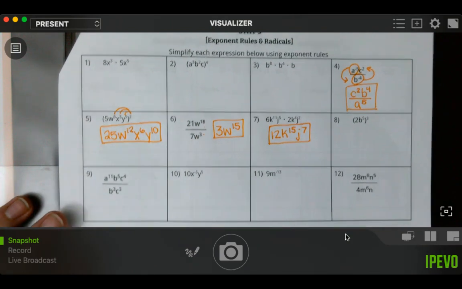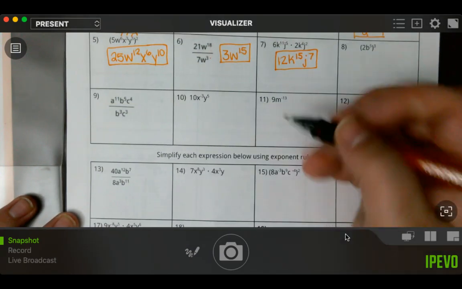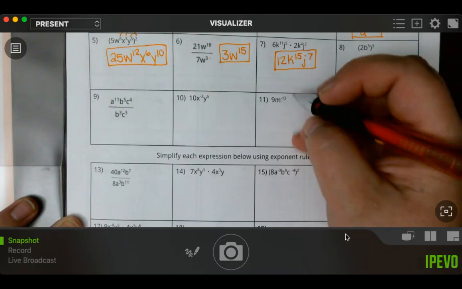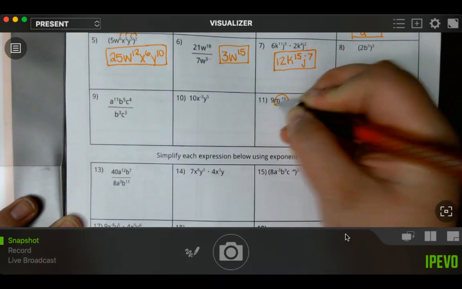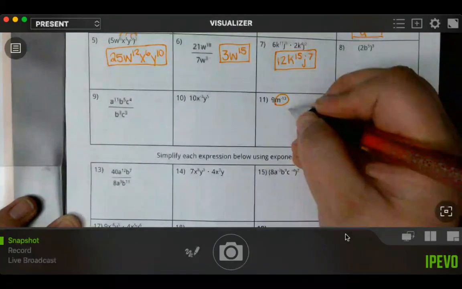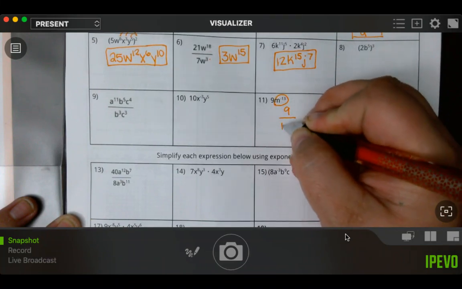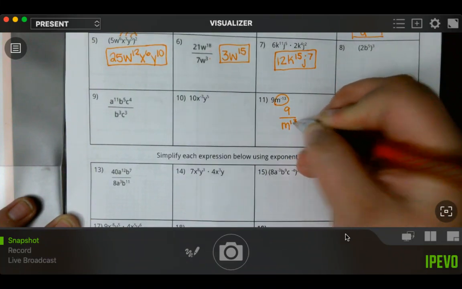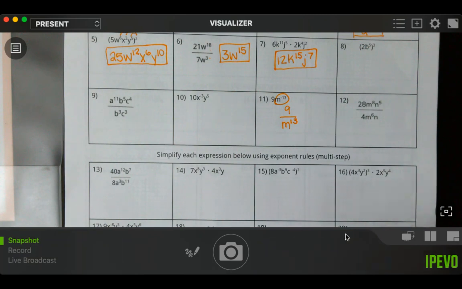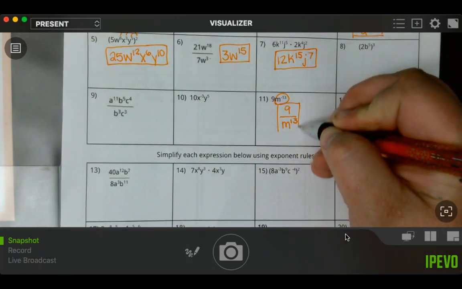Okay, let's scooch on down just a little bit. I'm going to go ahead and do 11 because I know it throws a few people off. This one has a negative exponent, so it has to flip. The 9 stays on top, but the m and the 13 are going to go to the bottom. The 13 just isn't negative anymore. Done.